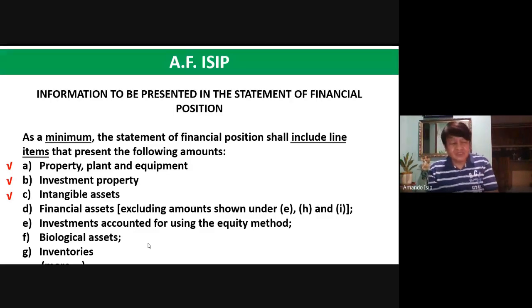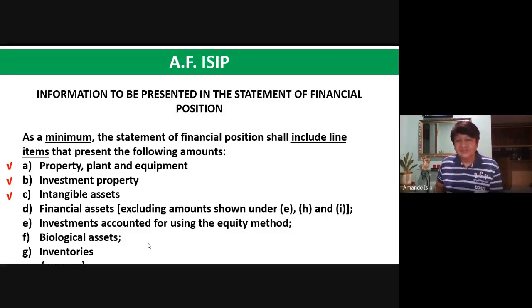Intangible asset. Examples of intangible assets are patents, copyright, franchise, licenses. If we spend a certain amount of money to acquire those intangible assets that I mentioned, that will appear in your balance sheet as one of the assets.